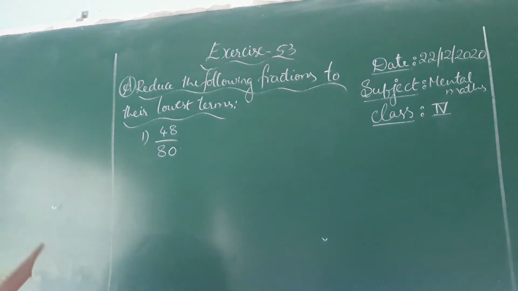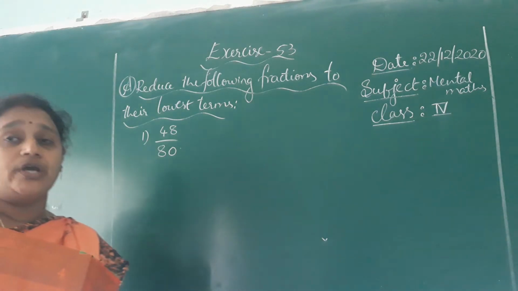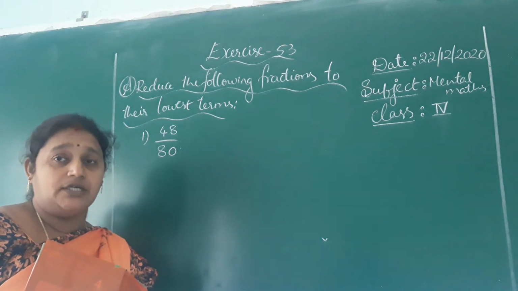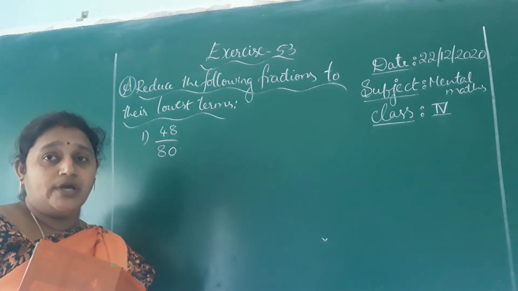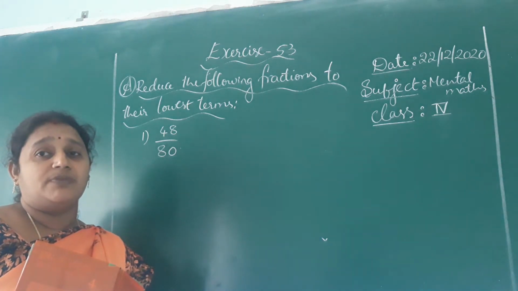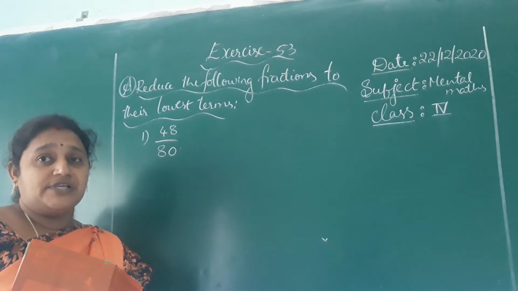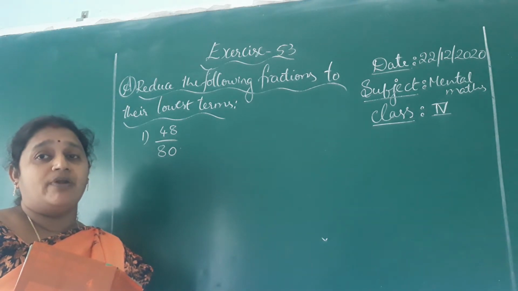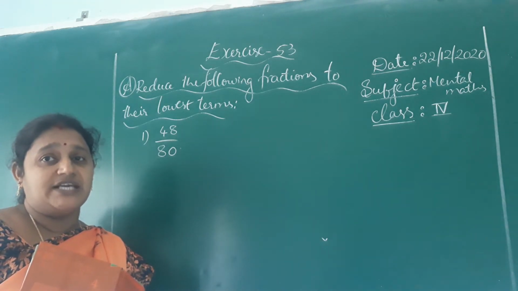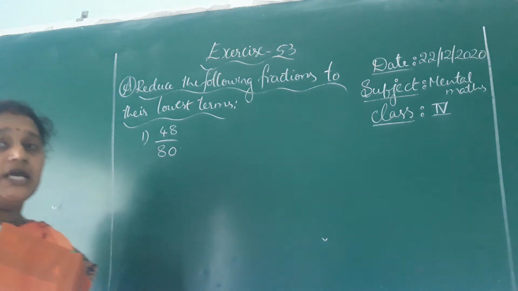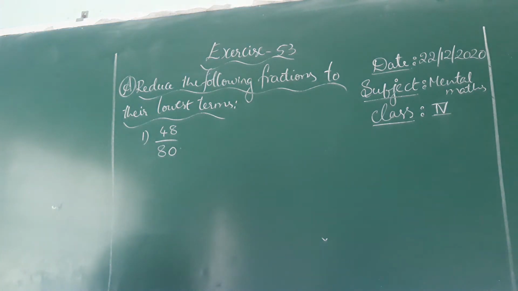Children, if you observe, to find the lowest term of the given fraction, first we have to know what the common factors of these two numbers are. Before that, first you have to find the highest common factor, that means HCF, of these two numbers. If you find it, you can easily get it.